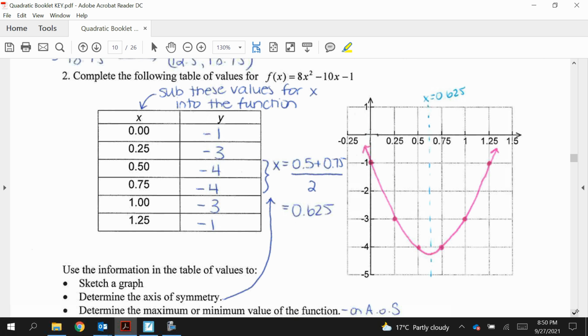So 0.5 plus 0.75 divided by 2 gets us our axis of symmetry that I have drawn on there in light blue of x equals 0.625. So that's our axis of symmetry.